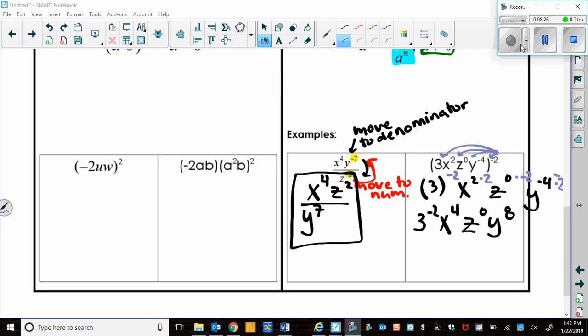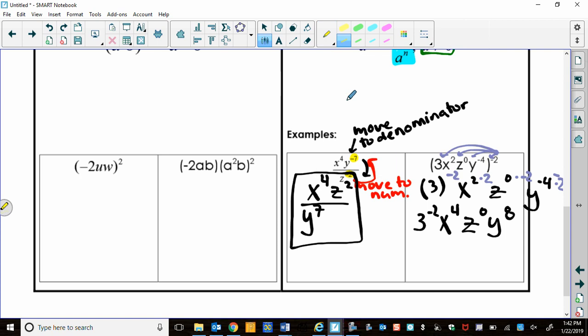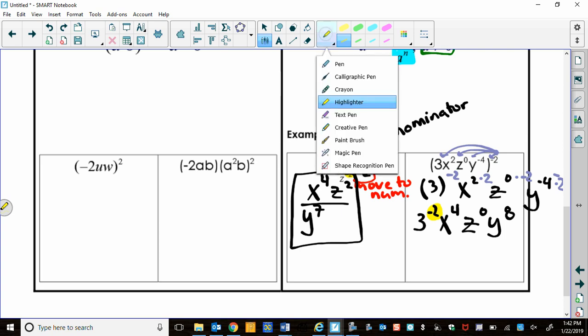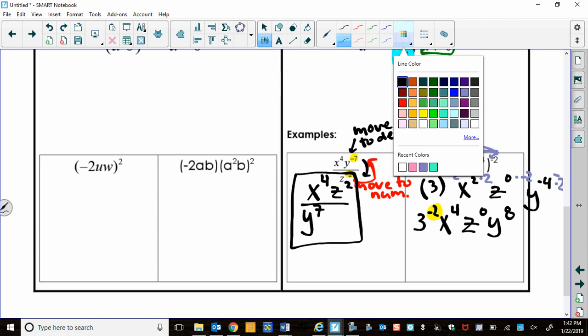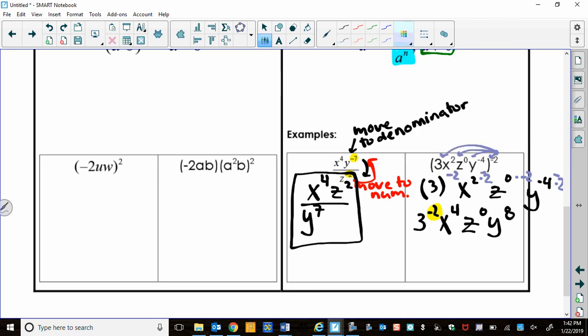Alright, and here you go. I've simplified it. I have all my new exponents here. And notice that I still have one negative exponent. And that's 3 to the negative 2 power. Right here. I can't have that. Everything else is good to go. Oh, actually, never mind. There is a negative 4 right here, and a negative 2, so really that should be a negative 4.